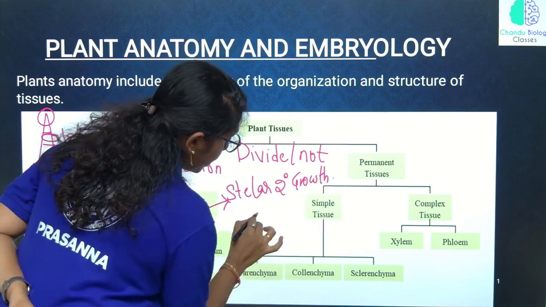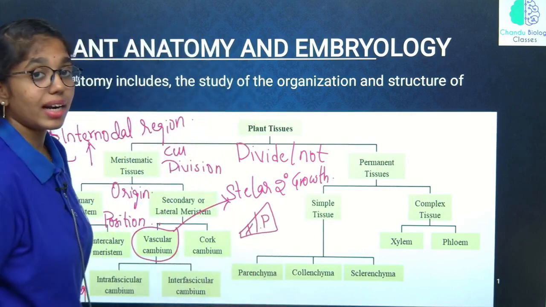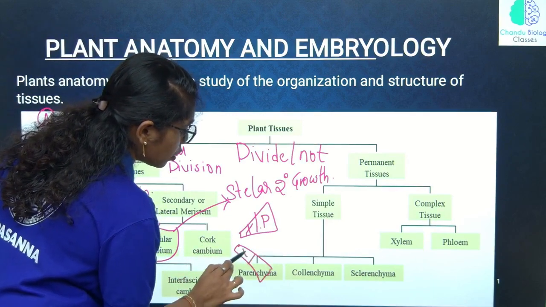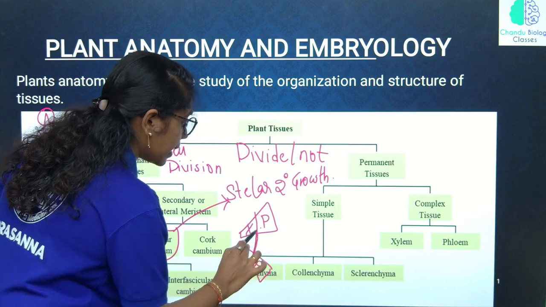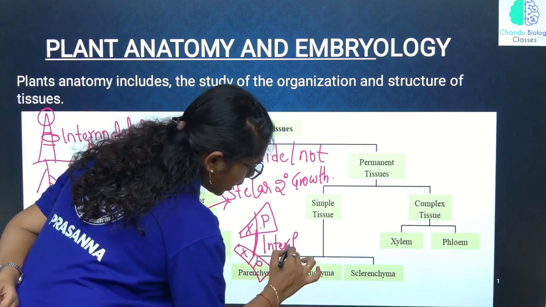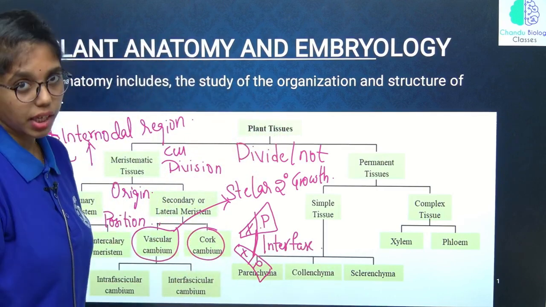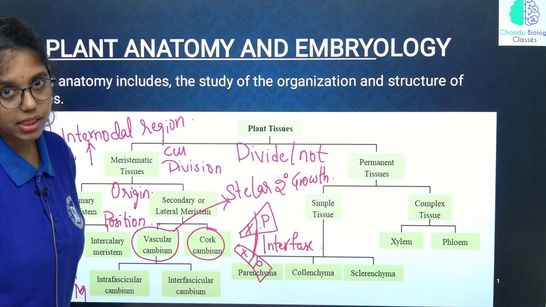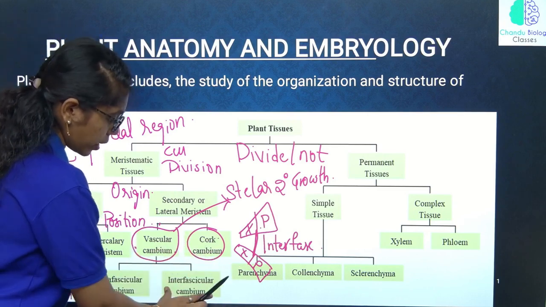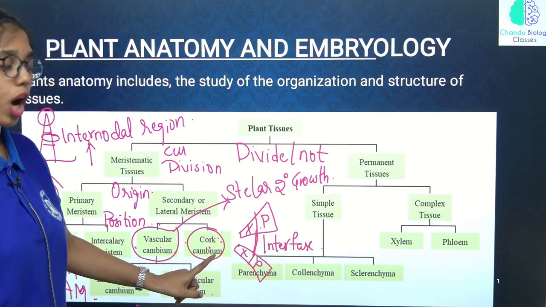Vascular cambium conducts the stellar secondary growth. If the cambium is present in between xylem and phloem, it is called intrafascicular cambium, and if the cambium is present in between two vascular bundles connecting them, it is called interfascicular cambium. And the cambium which occurs in the cortex region, which conducts non-stellar secondary growth, is cork cambium.